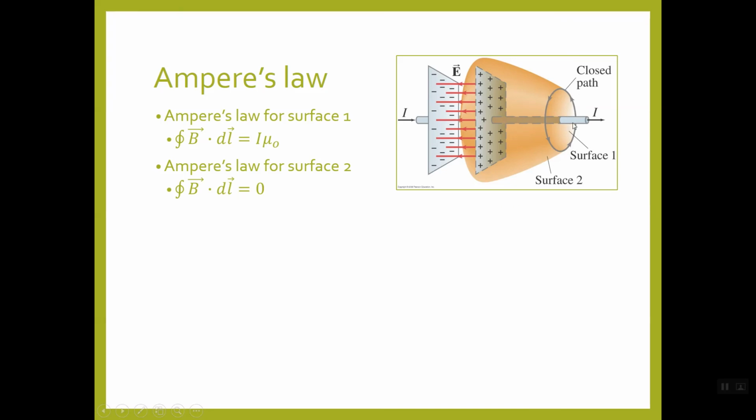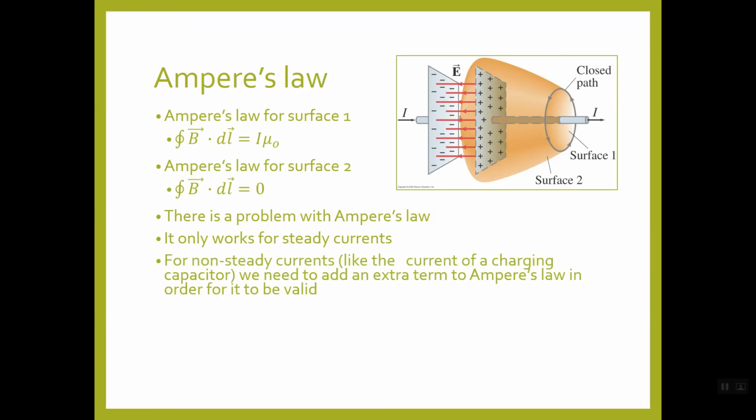We know that this is a current carrying wire, so there has to be a magnetic field around it. So we have found there's a problem with Ampere's law, because we found a situation where we don't get the correct magnetic field. The problem is that this version of Ampere's law only works for steady currents. For non-steady currents, like the current of a charging capacitor, we need to add an extra term to Ampere's law in order for it to be valid.